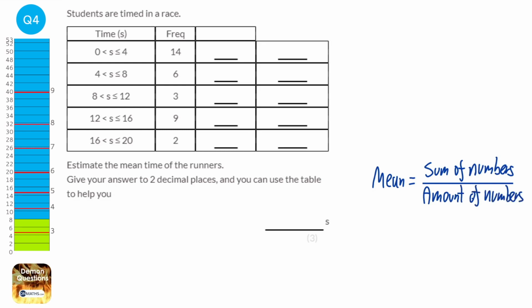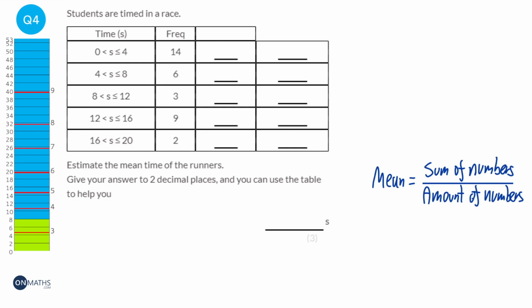Now, what this table is telling us is there are 14 students who got a time between 0 and 4 seconds. Now, it's absolutely impossible to work out what time those students got with the information in this table. So what we need to do is we need to assume they all got, say, 0 seconds or all got 4 seconds.